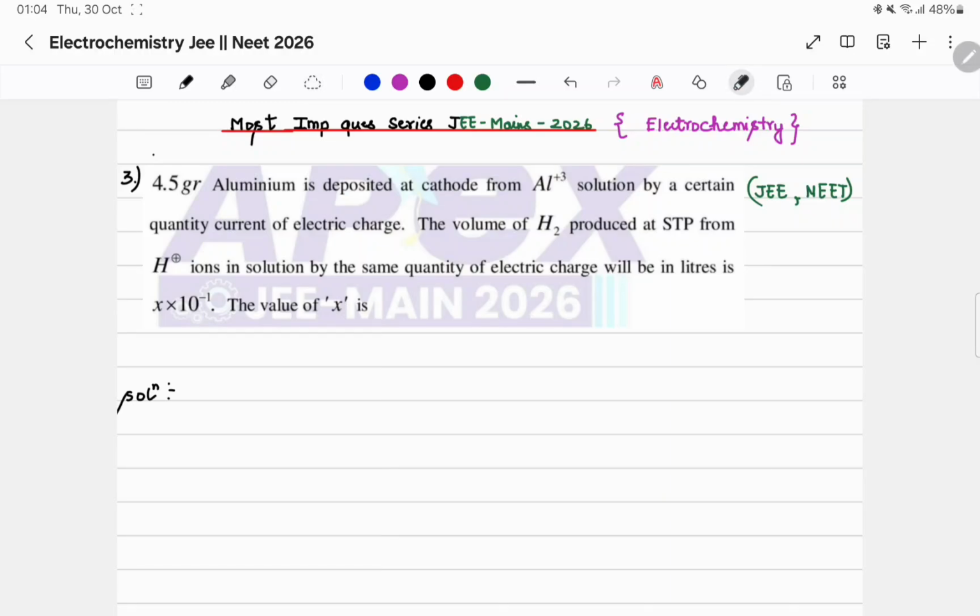Today, we will discuss this question which belongs to Faraday's law of electrolysis. Let's read the question. The question says 4.5 gram of aluminium is deposited at the cathode from Al3+ solution by a certain quantity of electric charge. So that is the first statement.